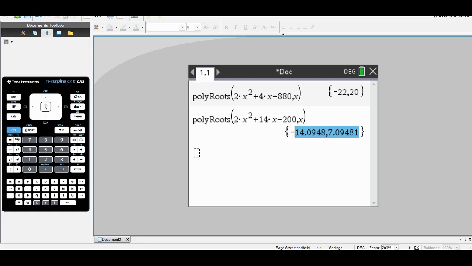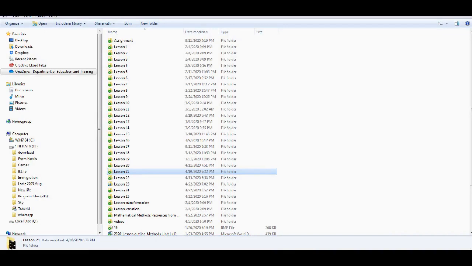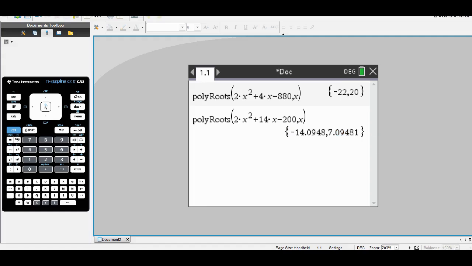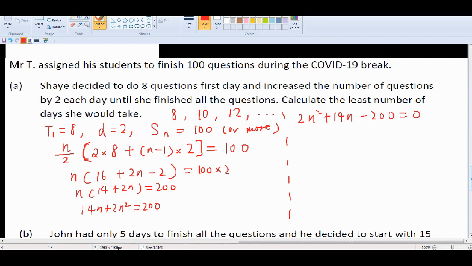Let's see if we can copy this. Can we? Oh, we can't. So basically one is minus 14.09, the other is 7.09. I need to copy it, otherwise I can't write here. So from the calculator, you know that n is minus 14.09 or n equals 7.09.